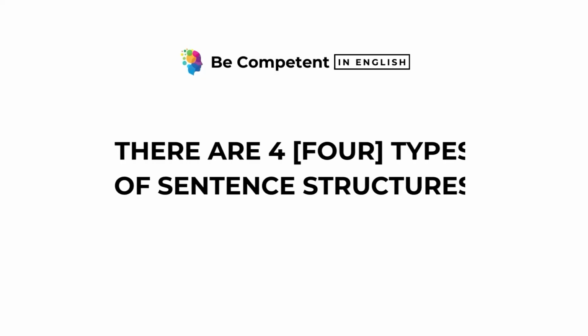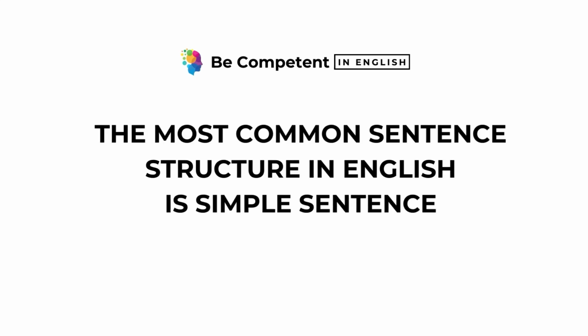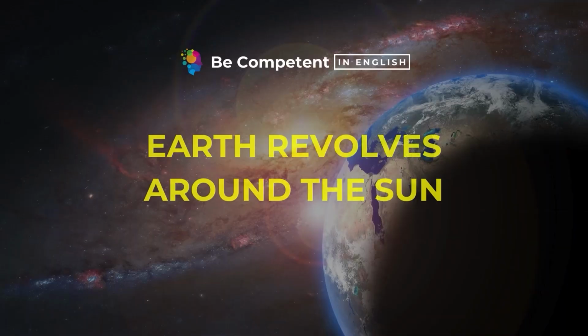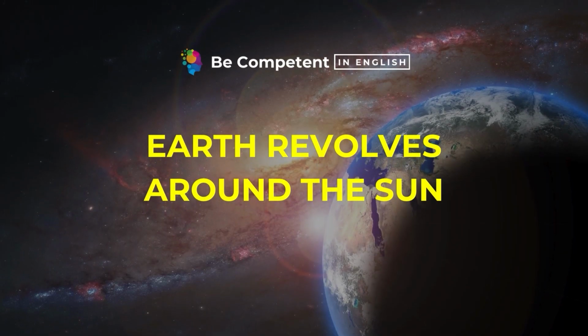There are 4 types of sentence structure in English. The most common sentence structure in English is the simple sentence. A simple sentence is made up of just one independent clause. As I told you, like if I say Earth revolves round the sun. This clause has both the subject and the verb, and it tells you the complete meaning, and it gives you the complete idea. So this is the independent clause, and this can be a simple sentence also.